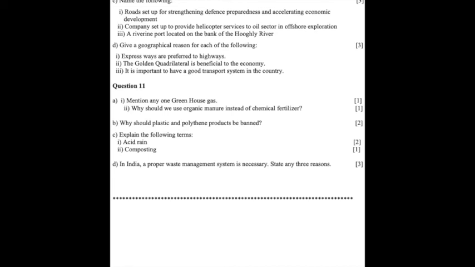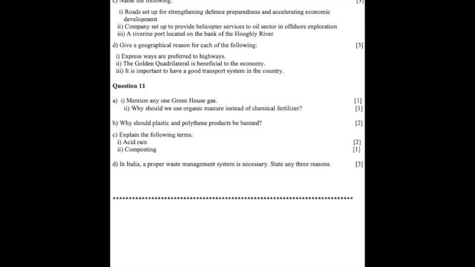Then explain the following. Acid rain: when the water condenses in the clouds, it is mixed with many acids such as sulfuric acid, nitric acid, and gases such as SO2, which make it very poisonous, and it contains many toxins. When it downpours, it can cause pollution and danger to life and many neurological diseases. And composting is the aerobic practice of decomposing waste by organic methods using bacteria, fungi, etc.